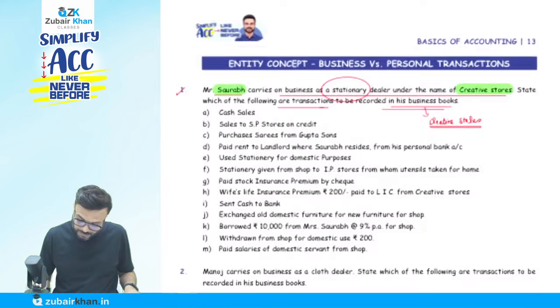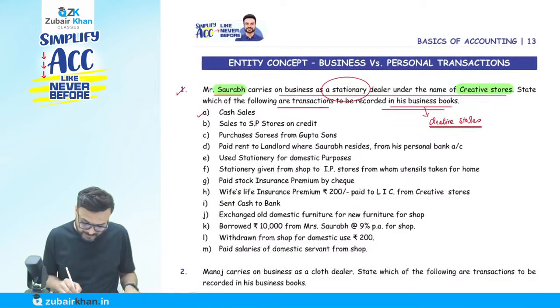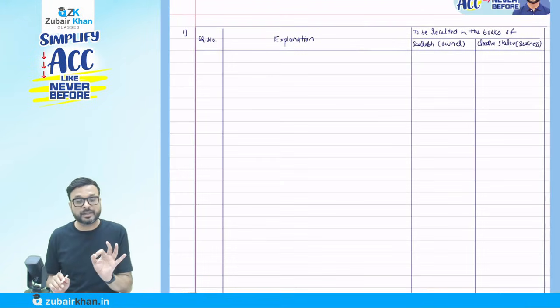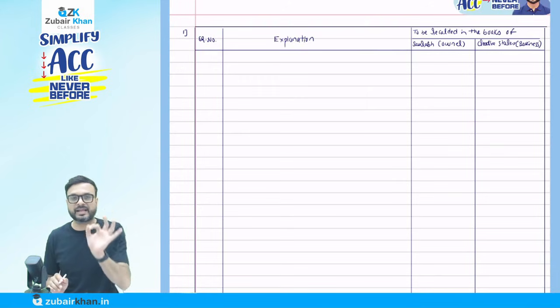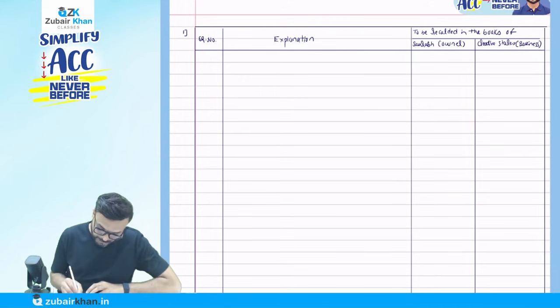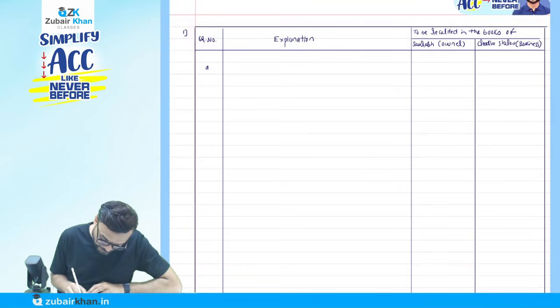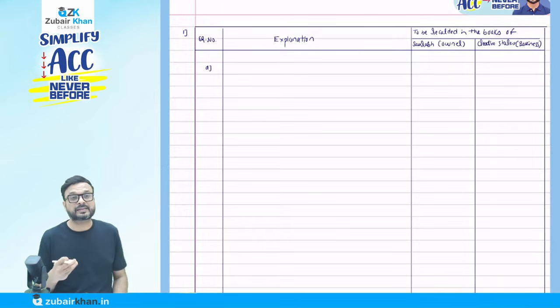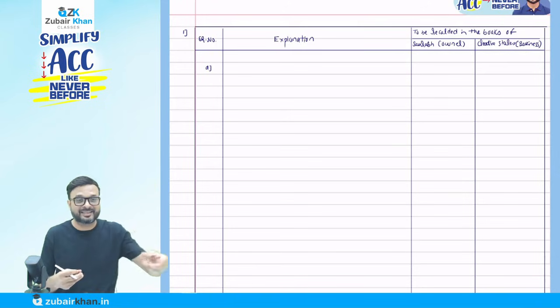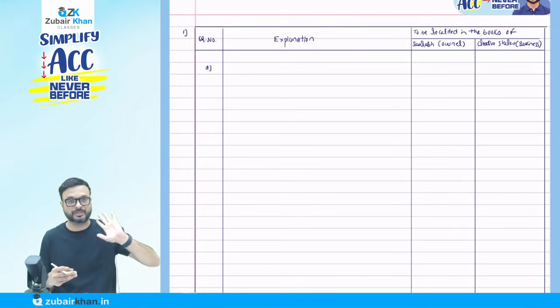Now, in point number A, they say cash sales. What do you mean by cash sales? The way I'm explaining and writing, you have to write it down exactly like that in your notebook. Cash sales means they're selling something in cash. They're not selling cash, they're selling something, and they will receive the cash immediately.